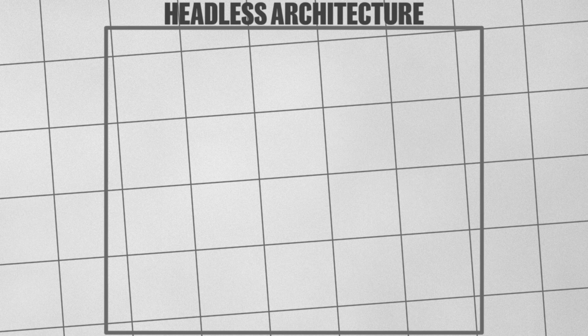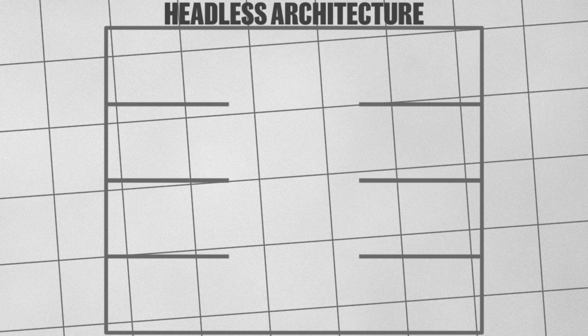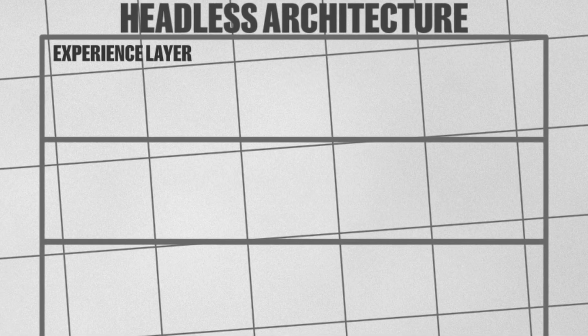To simplify the concept of headless architecture, let's look at it in a traditional layered architectural style. This will help us divide a headless system into its areas of concern. And to keep it simple, I've divided headless architecture into 4 tiers or layers. And our first tier is our experience layer.